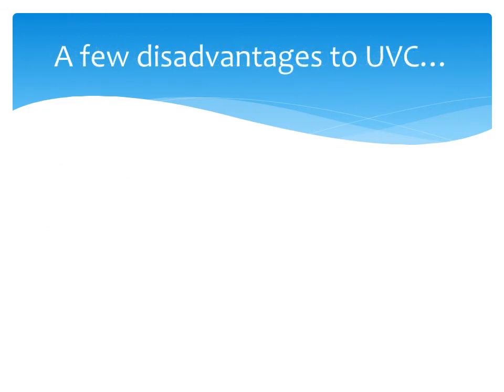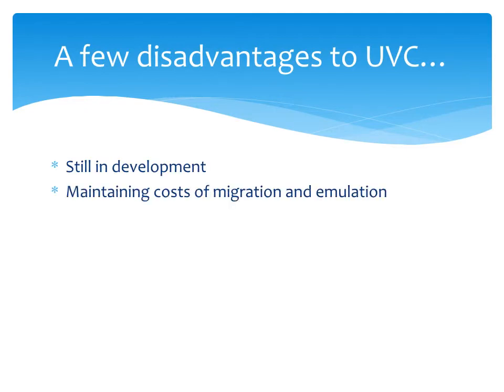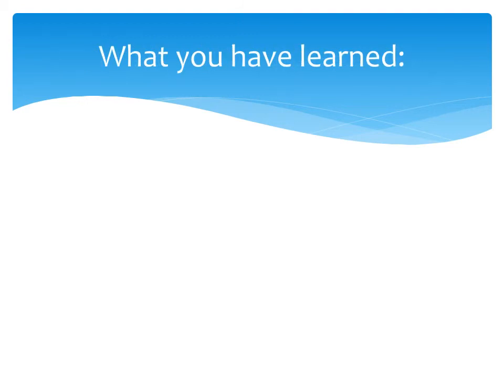Naturally, there are a few disadvantages to using the UVC-based preservation method. As it's still being developed, it's hard to know exactly how well this method will work in the long term. As well as this, migration and emulation are not cheap methods of preservation, as they require a lot of upkeep. In particular migration, because it's possible that files will need to be remigrated in the future. However, it's unknown if these costs will have much of an impact on the UVC-based preservation method.